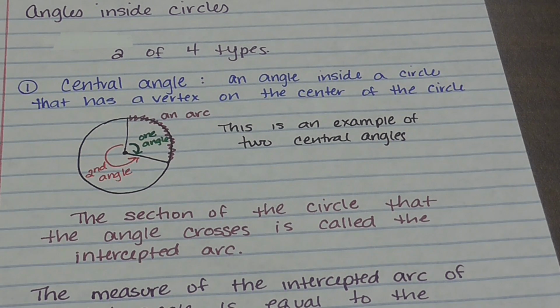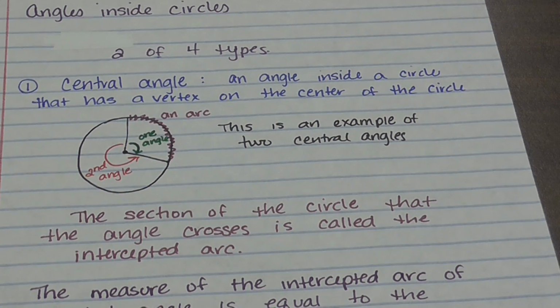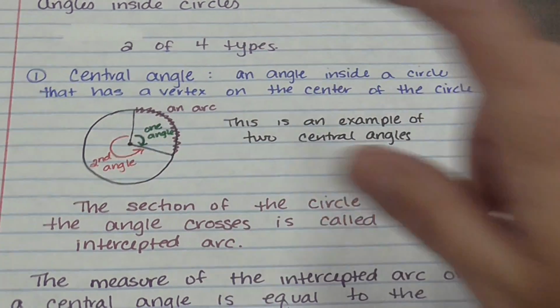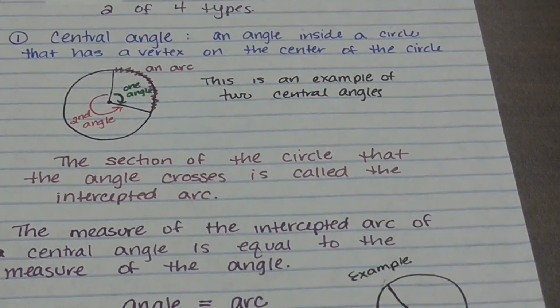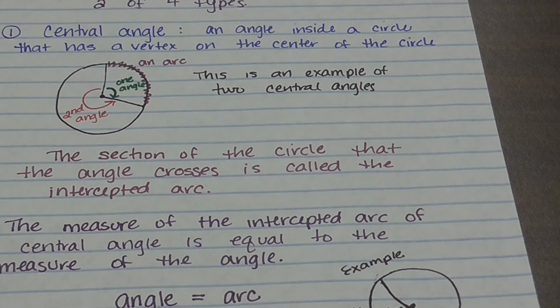The section of the circle that the angle crosses is called the intercepted arc. So this part right here is an arc. The measure of the intercepted arc of a central angle is equal to the measure of the angle. So this is angle equals arc. If the angle equals 110 degrees, the arc equals 110 degrees.